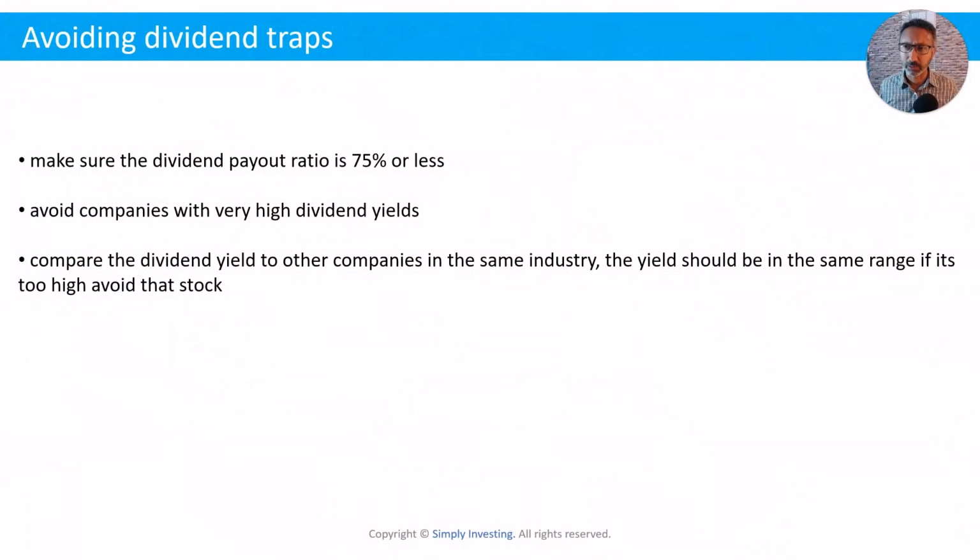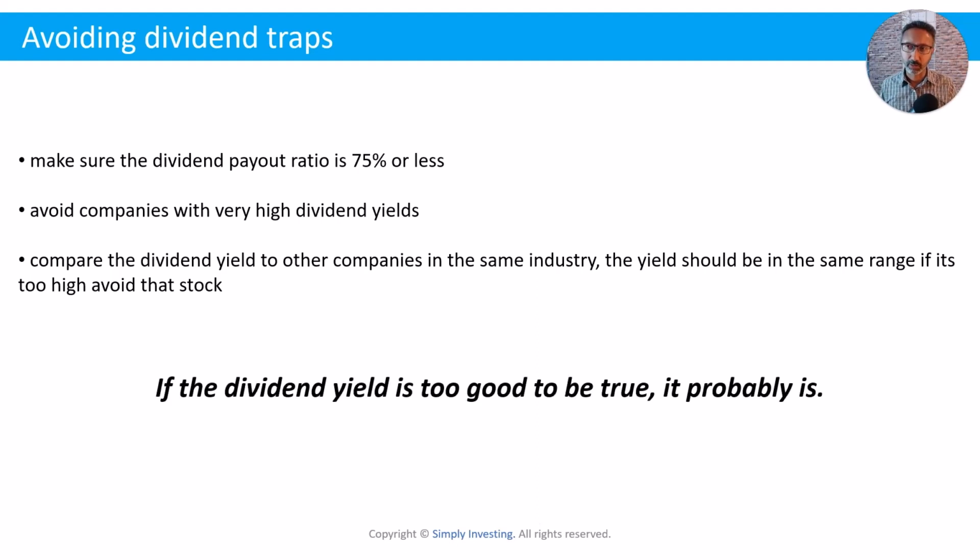So here's a couple of things. Make sure the payout ratio is 75% or less. Avoid any company with a high dividend yield. And the way to do that is to compare the dividend yield to other companies in the same industry. So if the entire industry is at around 2%, 3%, and you're looking at a yield of 18%, that should tell you something, right? So you want to avoid companies if the yield is too high. So remember, again, words of wisdom. If the dividend yield is too good to be true, it probably is.